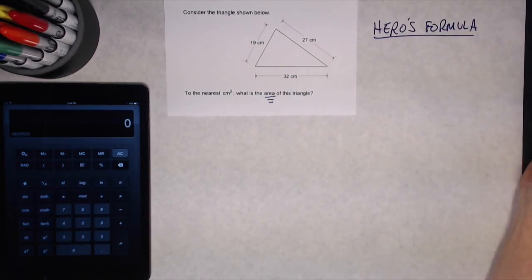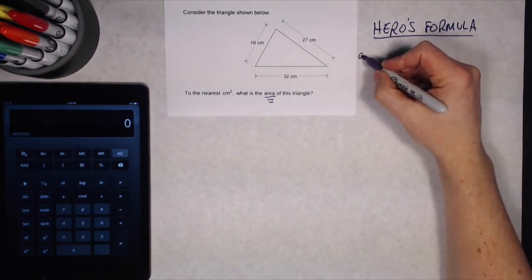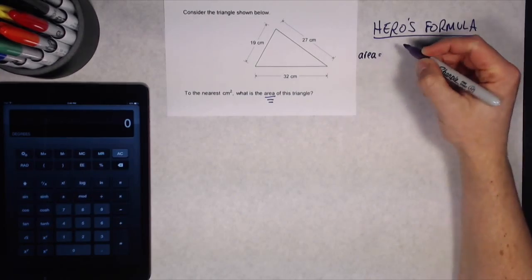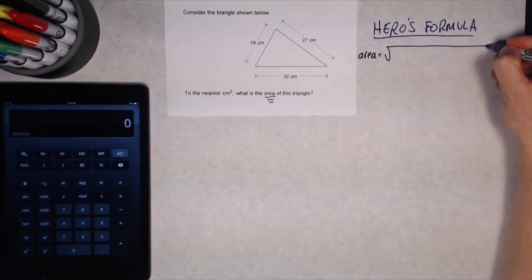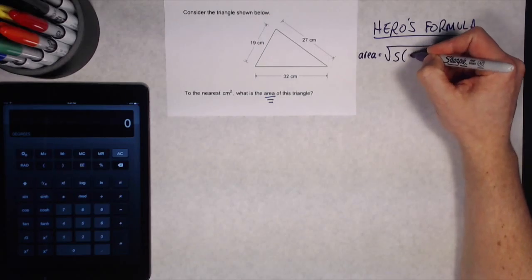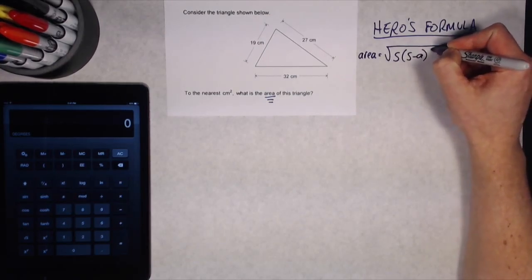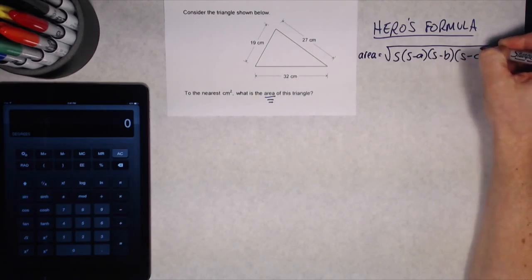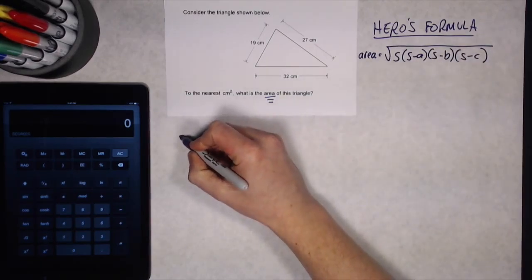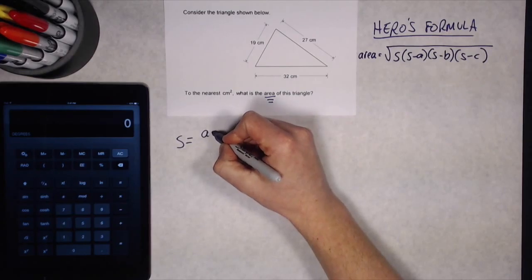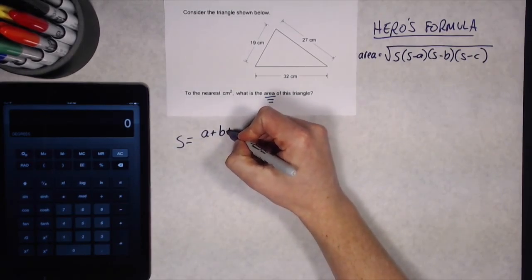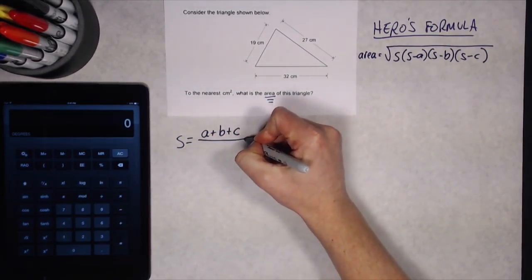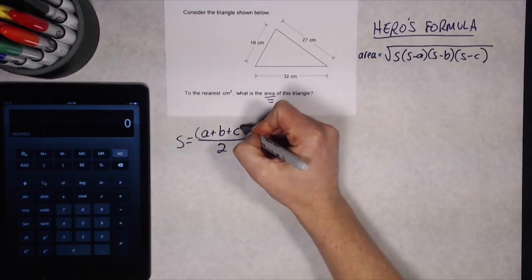Now Hero's formula looks a little bit more confusing than it is. All it says is that the area of a triangle is equal to the square root of S times S minus A times S minus B times S minus C. And here we're going to say that S is half the perimeter. That would be side A plus side B plus side C, all divided by 2.